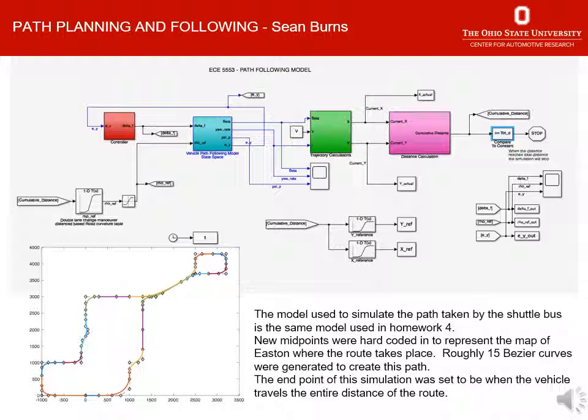The model used for the path planning simulation is very similar to the one done in Homework 4. The Easton shuttle bus route was plotted as a bunch of points, which was used to generate many Bezier curves. This path was then used to calculate the road curvature difference. Based off of this information, the steering wheel input and the trajectory of the vehicle were then simulated for the whole route. The simulation ends when the bus has traveled the entire distance of the route.